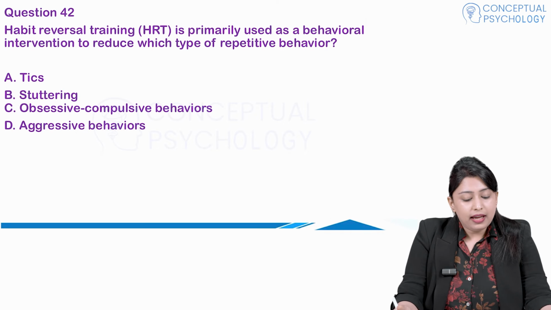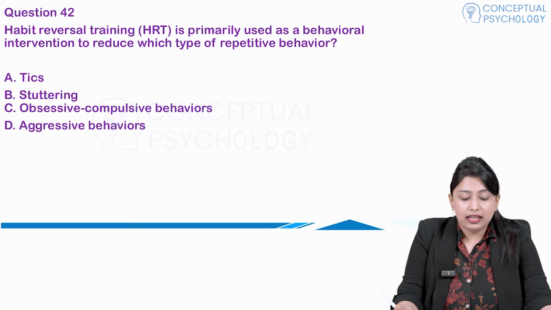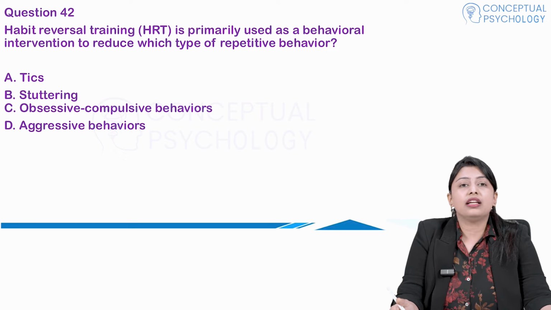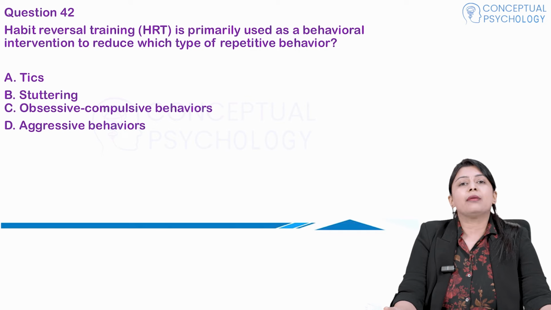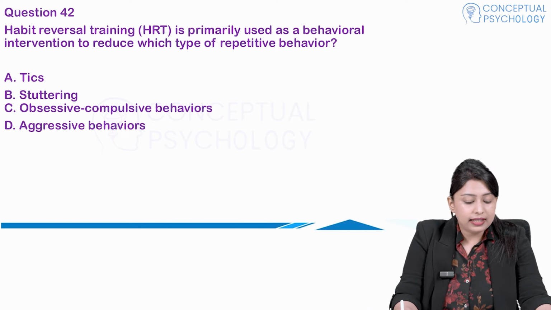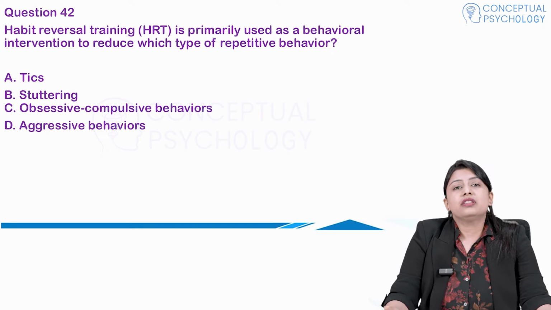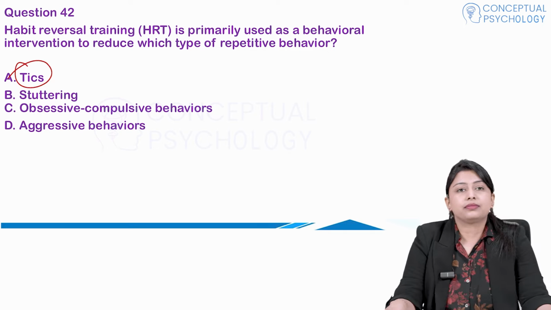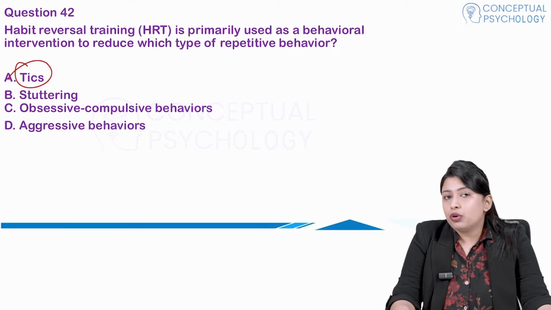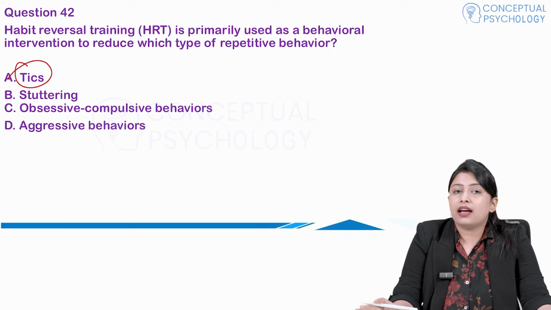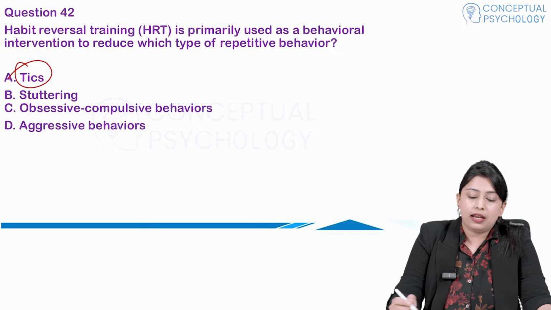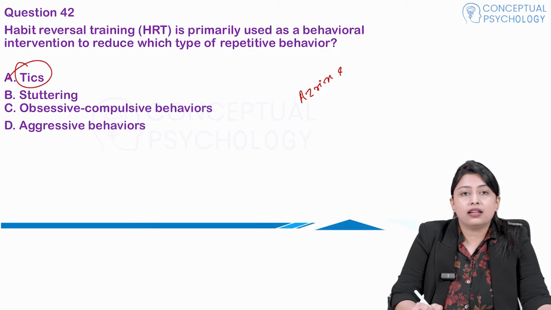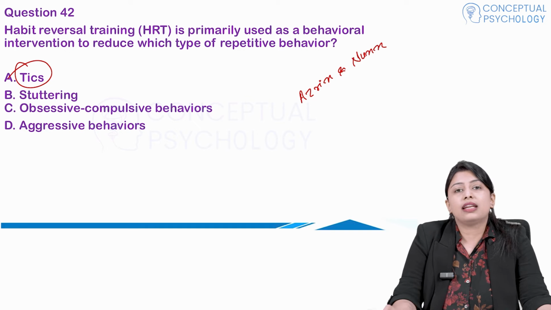Next would be habit reversal training, HRT, is primarily used as a behavioral intervention to reduce which type of repetitive behavior? Tics, stuttering, obsessive compulsive behaviors, and aggressive behaviors. So habit reversal training, HRT, is primarily used to treat tics, including both motor and vocal tics associated with Tourette syndrome and other tic disorders. So it was developed by Azrin and Nunn in the 1970s.